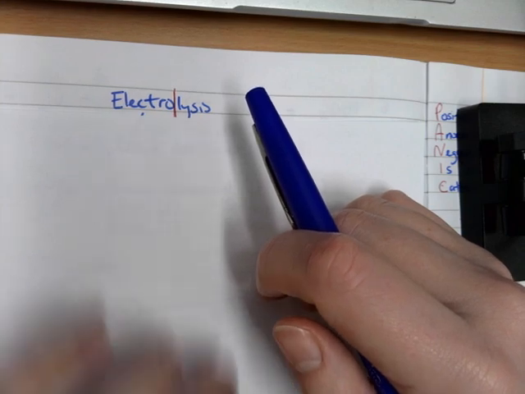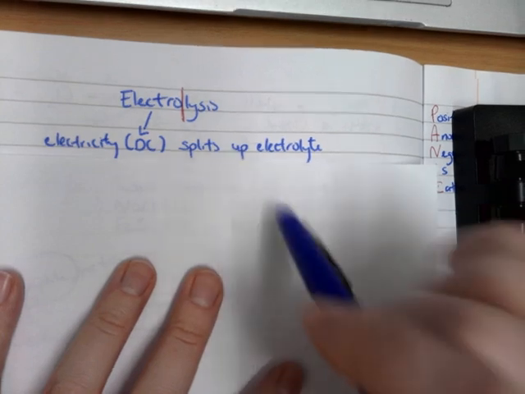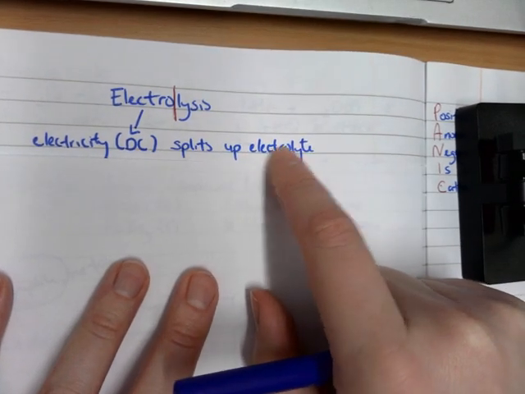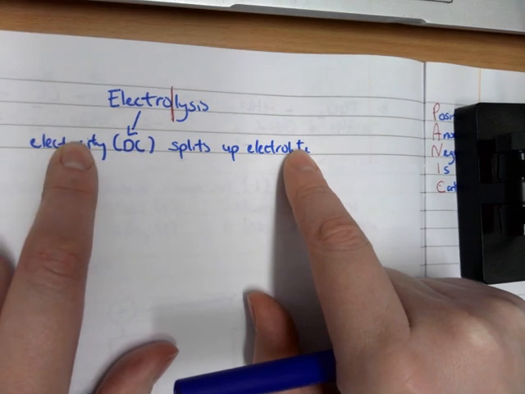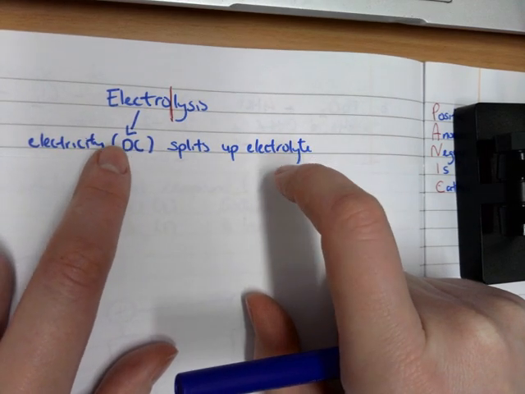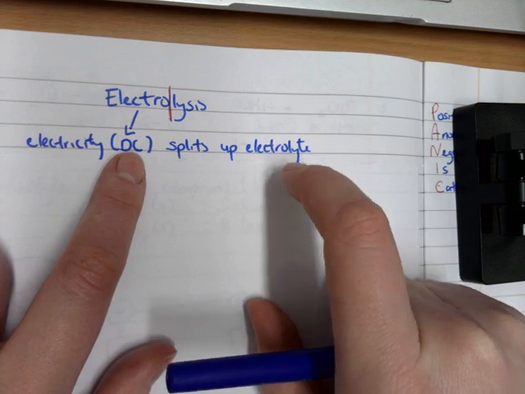In terms of what we are splitting up, we are going to be splitting up something called an electrolyte. And when we're using electricity, instead of using alternating current AC, we're using direct current DC.